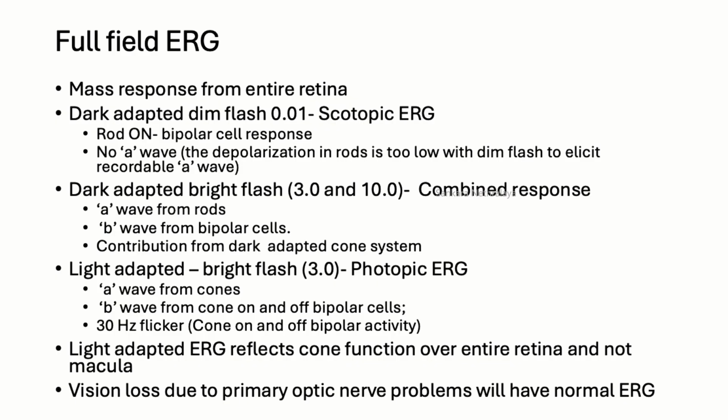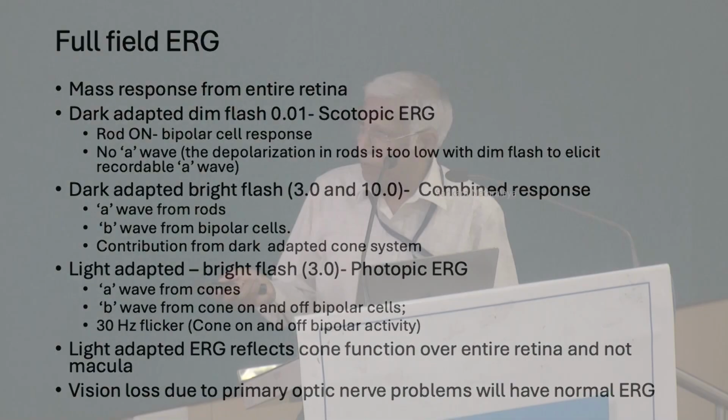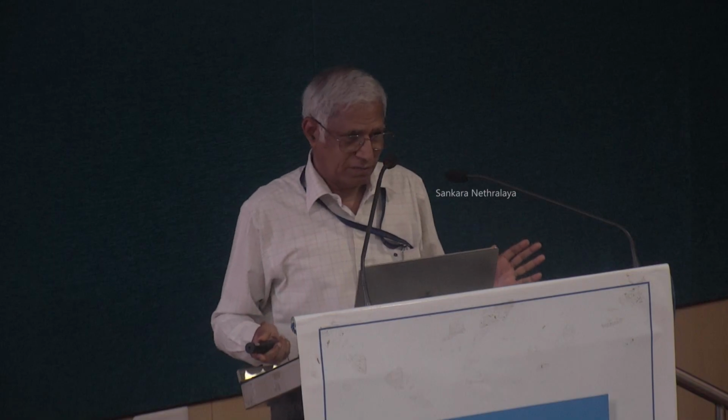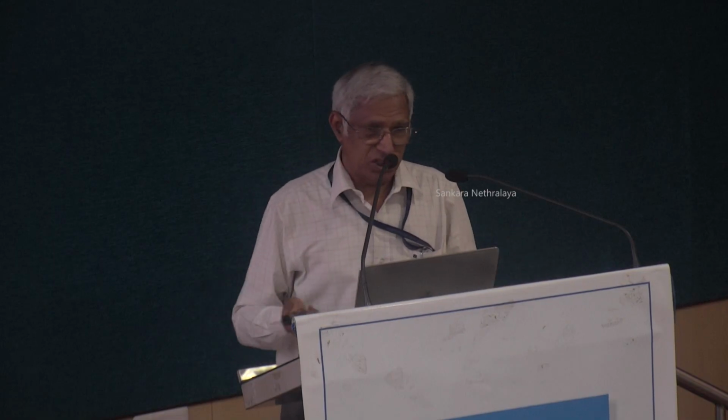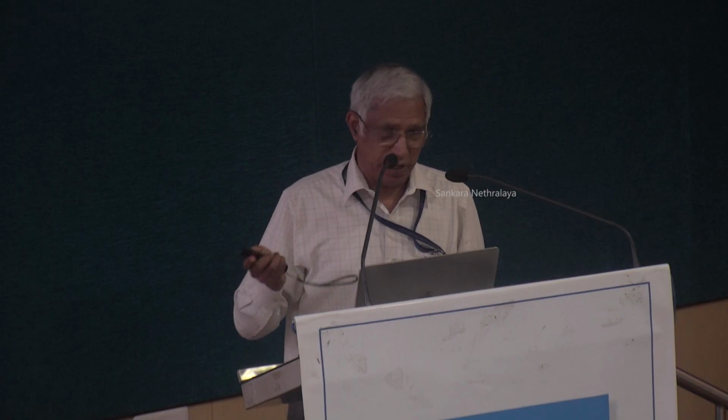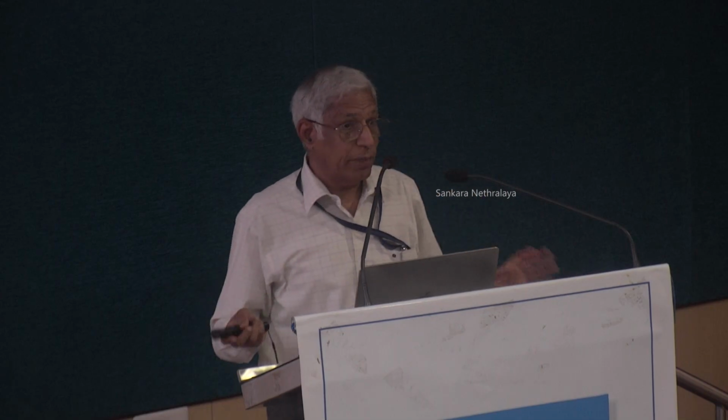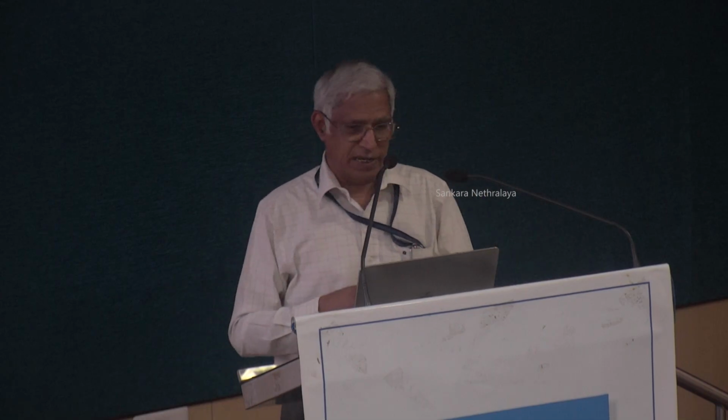And hence, if there is a cone dystrophy, photopic ERG will be flat. While if it's a macular degeneration without cones being affected elsewhere, then photopic ERG can be totally normal, because of the reason I explained just now.